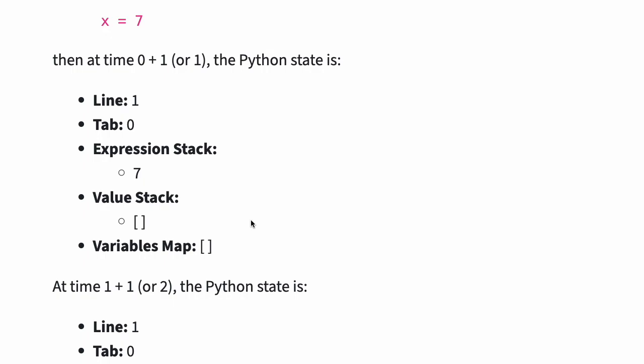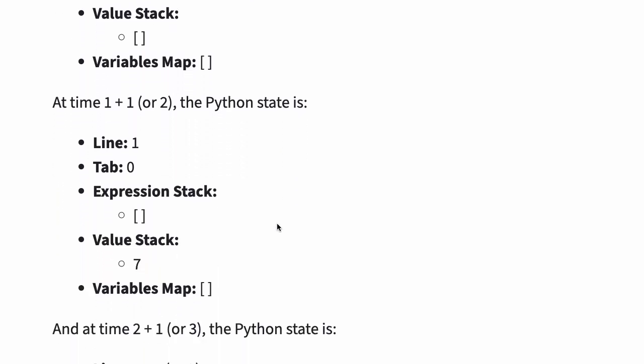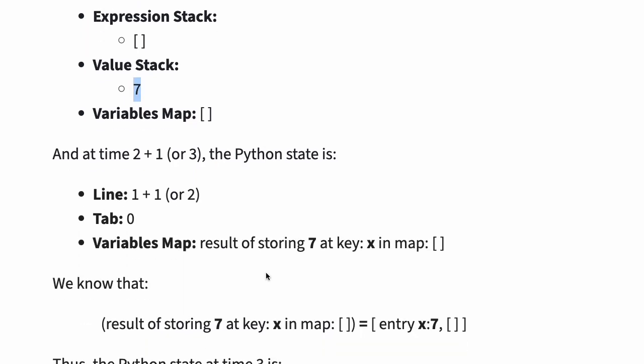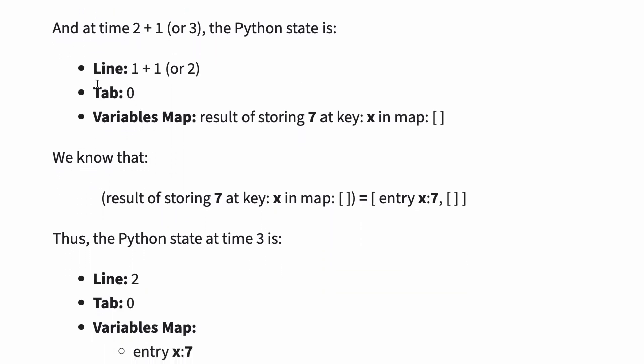At time 1 plus 1, or 2, we evaluate the expression in the expression stack and move it to the value stack. And at time 2 plus 1, or 3, the Python state is: line is 1 plus 1, or 2, tab is 0, and the variables map is the result of storing 7 at key x in the variables map.